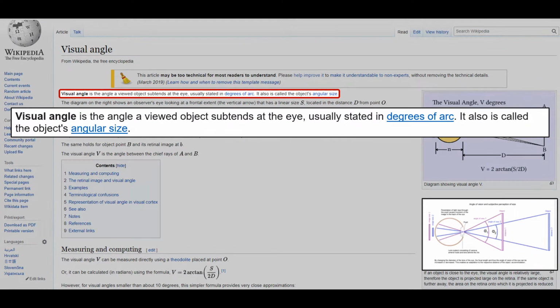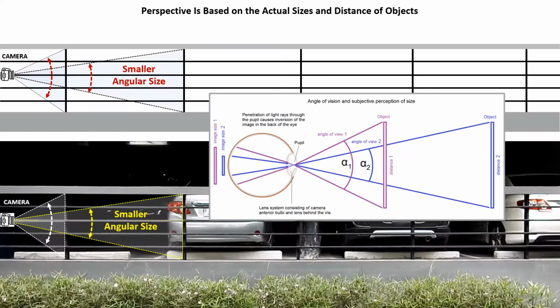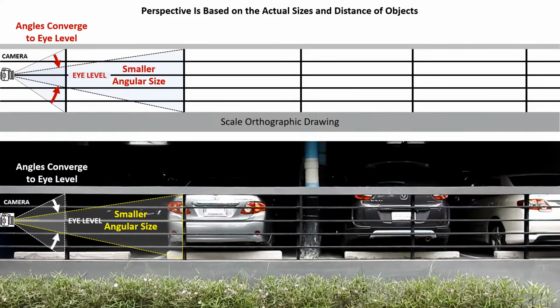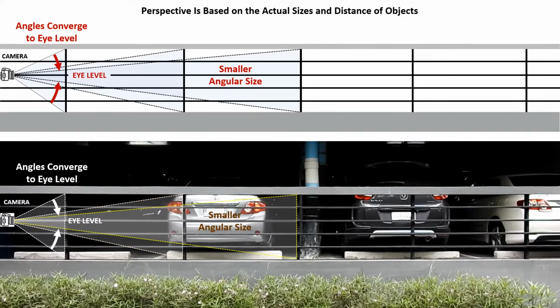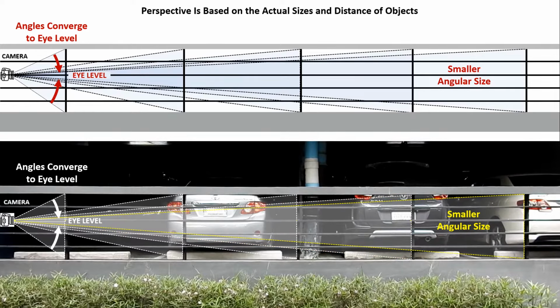The visual angle is the angle a viewed object subtends at the eye, usually stated in degrees of arc. It is also called the object's angular size. And they include this graphic showing exactly how it works. And of course, a camera works exactly the same way an eye does. Now, since that second pole is farther away, both the top and bottom angles have converged to eye level. And this convergence continues with each pole as they get farther and farther away.